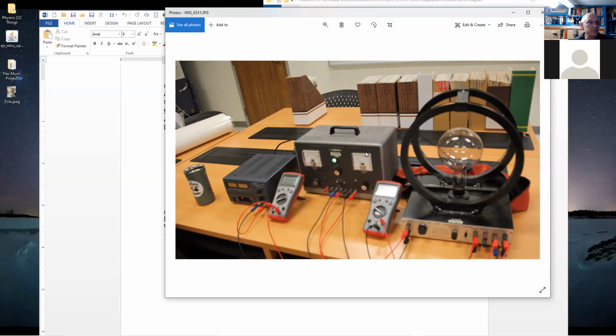This power supply right here serves two purposes. One, these two wires right here provide current to the cathode, and that's all they do, and they heat the cathode up so it glows. So there's that. And then these two wires right here provide the accelerating voltage.